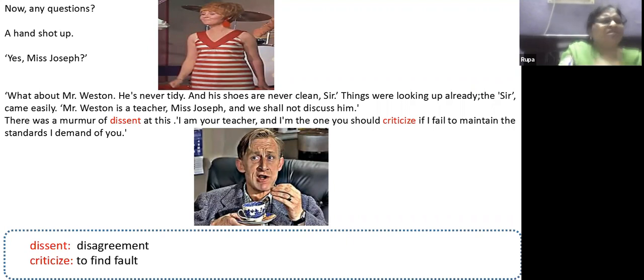So Mr. Braithwaite did not want to discuss this, because Mr. Weston is a teacher and he was also a teacher. He did not want Mr. Weston to fall down before the eyes of the children. He didn't want to belittle Mr. Weston. He did not want the children to look down upon Mr. Weston. So he simply gave one simple answer to them, just by saying that Mr. Weston is a teacher and we are not going to discuss him.